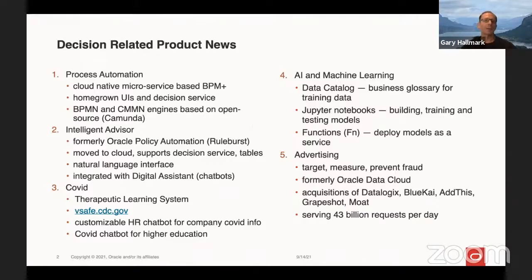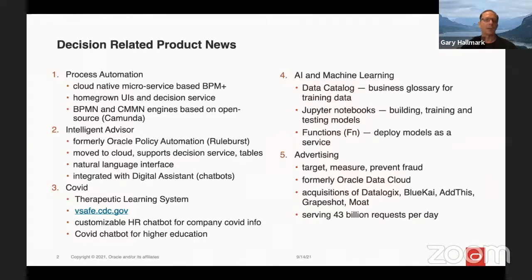So process automation, that's our BPMN Plus product that we've been re-implementing to use all of the latest cloud implementation techniques, microservices and whatnot. All of the user interfaces are homegrown and conform to our new user experience guidelines. The decision service is something that I worked on back when I was working full-time on DMN. The BPMN and CMMN engines are now based on open source, however.